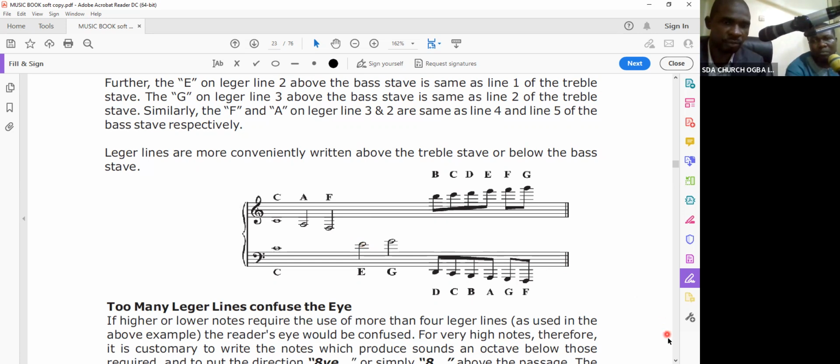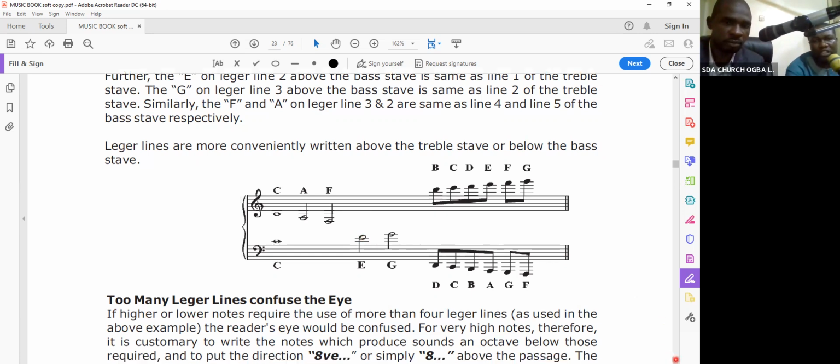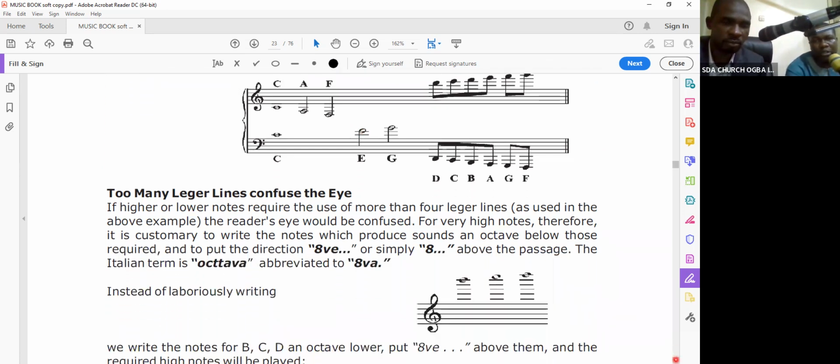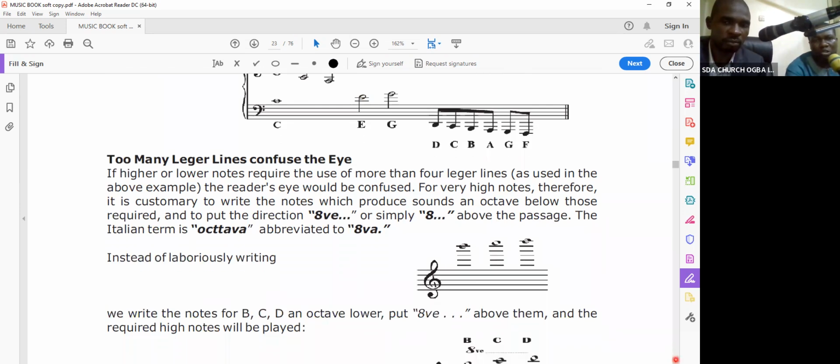So like I said, this is mostly applicable to the music theorists, those who are writing theory and music theory exams. And also the issue of octava is a music term, which is abbreviated this way, 8va. It's for the music theorists, those who write music. They use that to guide themselves.